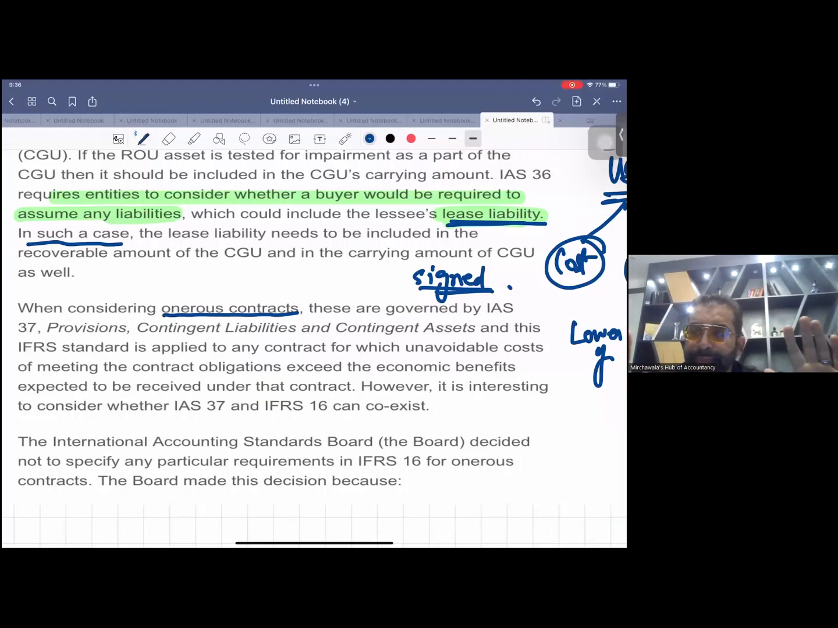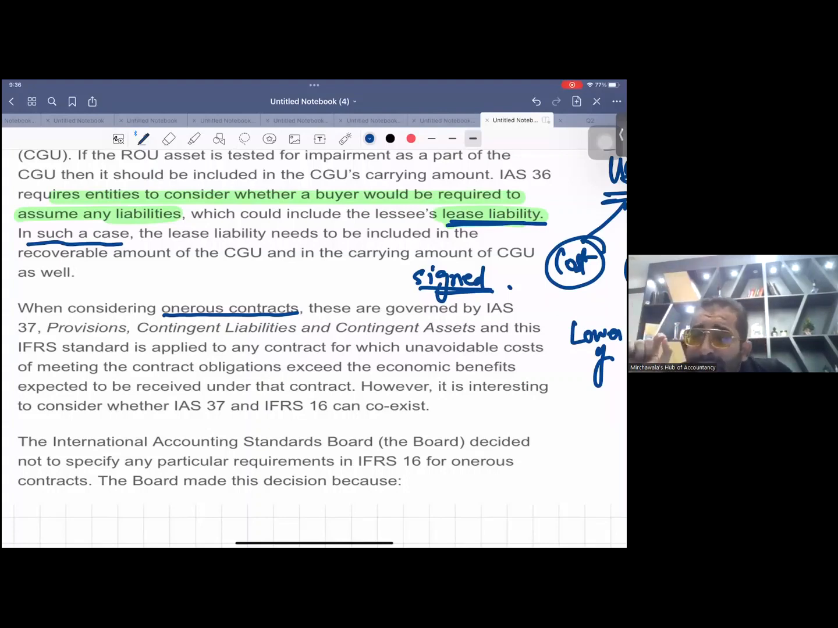Look at here. Now just think. In an onerous contract, we are going to book the future cash flows, all the future rentals' present value. Now this is what the science is, because we have signed the agreement.